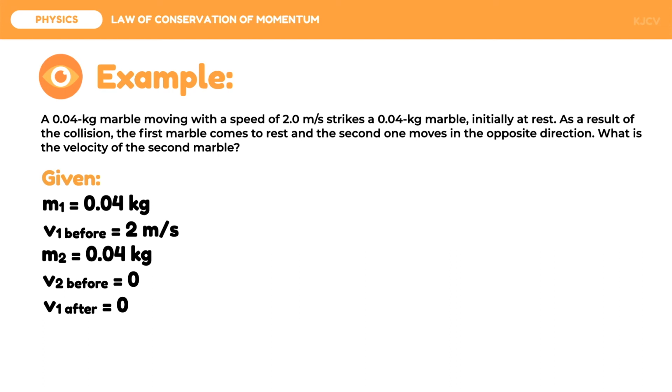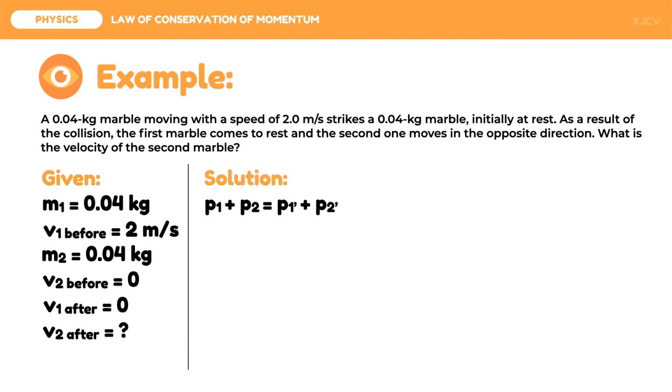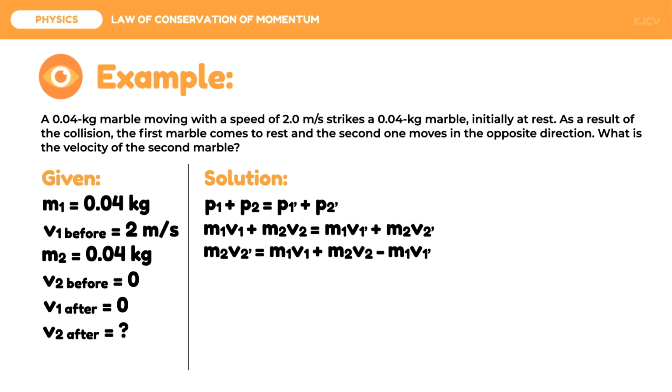Now, we are going to solve for the velocity of the second marble after collision. For the solution, we are going to use the equation for the law of conservation of momentum, which states that the total momentum of the system before collision is equal to the momentum of the system after the collision. Writing the complete expanded formula, we have this. Since we need to isolate v sub 2 prime, we need to subtract m sub 1 times v sub 1 prime on both sides of the equation. We then divide both sides of the equation by m sub 2. Thus, we have this working formula.